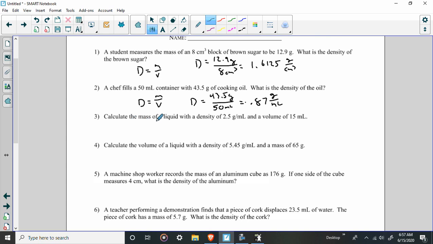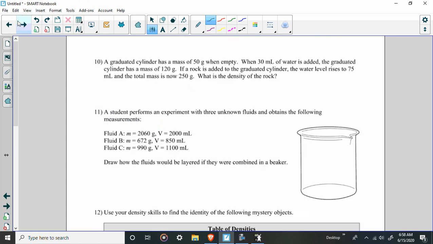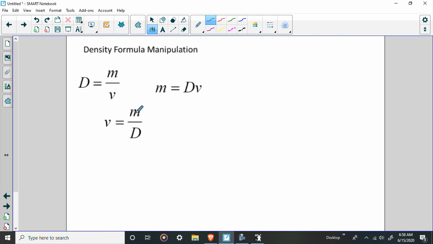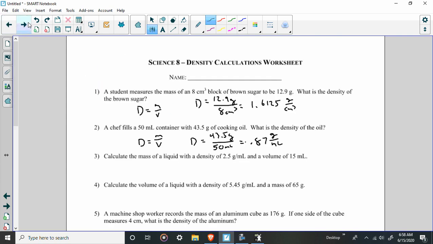Okay. Here, they want you to calculate the mass of a liquid. So if you want to find mass, mass is density times volume. Okay, so mass is equal to density times volume. So again, what are we going to do? Mass, liquid with a density of 2.5 grams per milliliter times your volume, which is 15 milliliters.